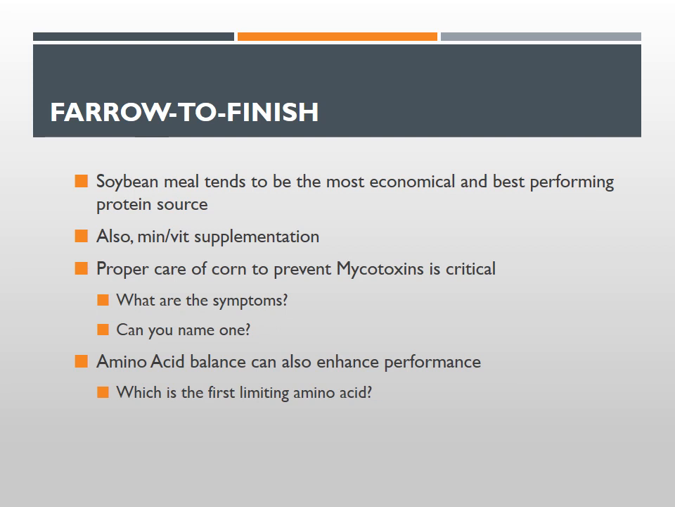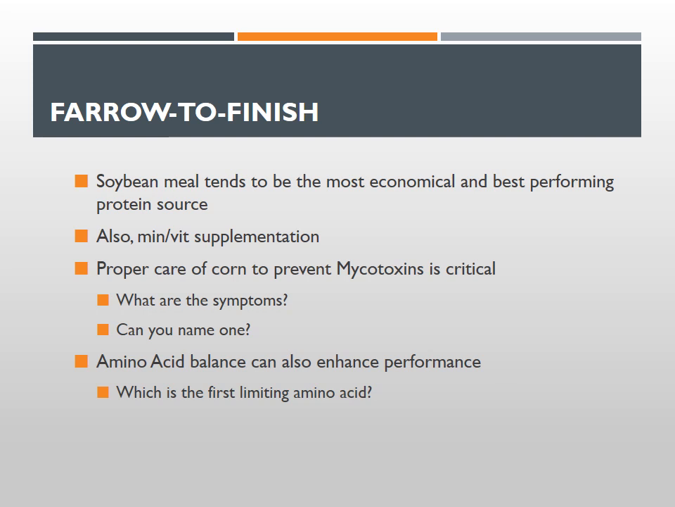The most economical protein source, and generally one of the best performing ones because it has a wide variety of amino acids, is soybean meal. So you see almost all the pig rations are based on corn and soybean meal, and then everything else is fit in around those two main ingredients. Always supplemented with minerals and vitamins, of course, and proper care of corn to prevent mycotoxins. So good quality corn is critical.